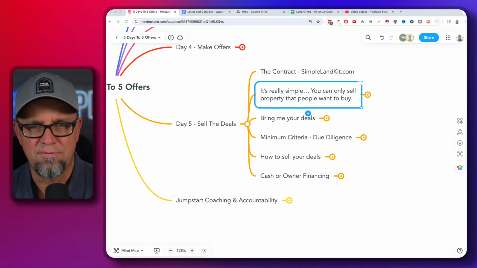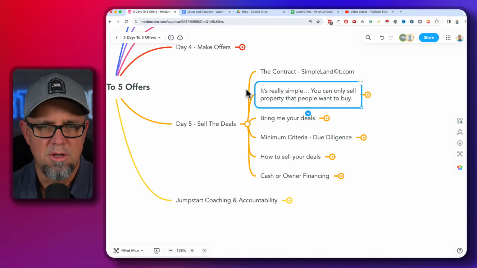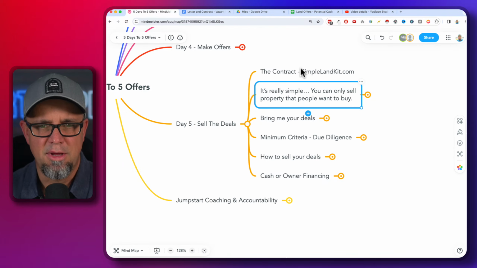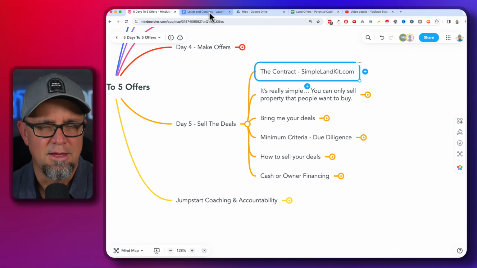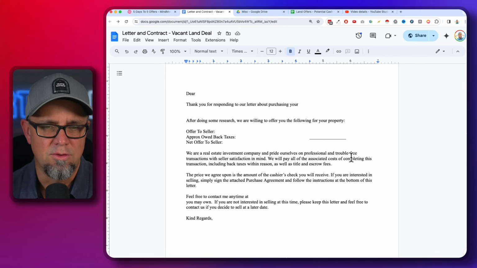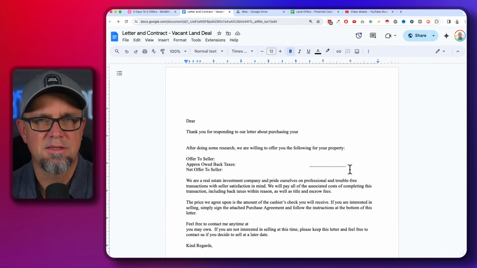I'm going to share my mind map right now with you. One of the things I forgot to share with you on day 4, which was all about making the contracts, is that you can actually get my contract for free at simplelandkit.com. When you make an offer, this is what I send to them. Again, you can get this for free at simplelandkit.com. It's basically a simple cover letter.